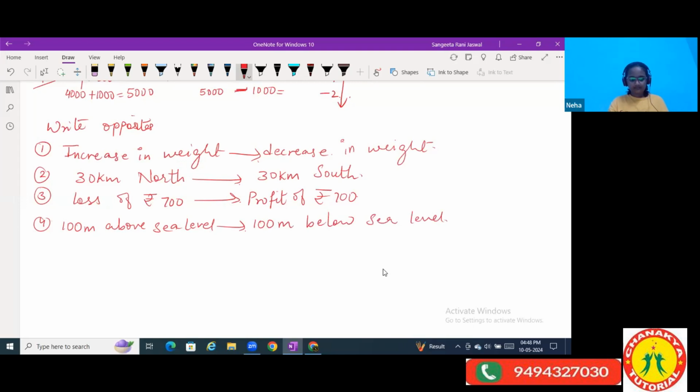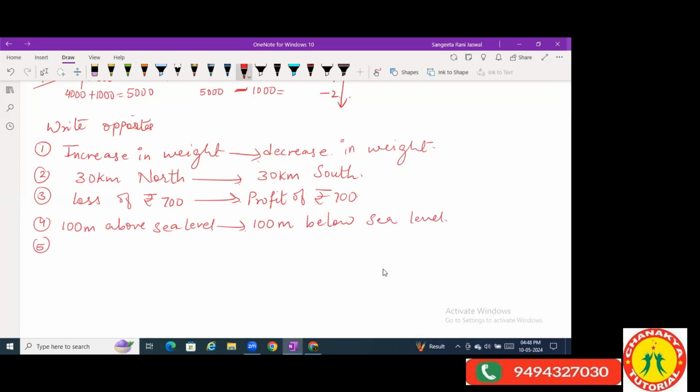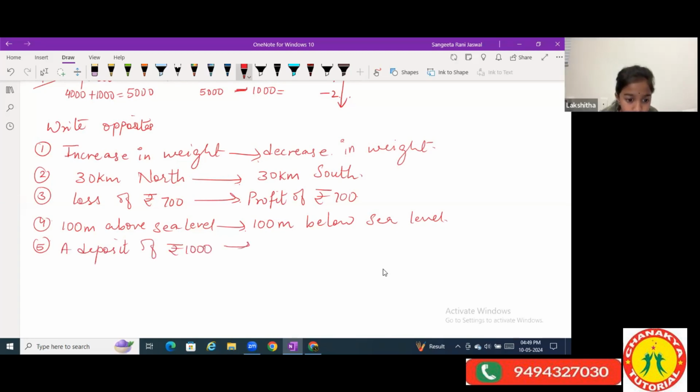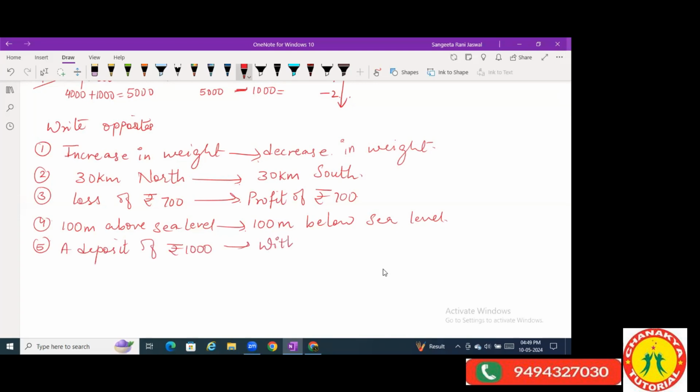Okay. Next, I'm taking a deposit of rupees 1000. Lakshita will tell me. A withdraw of rupees 1,000. Yes, withdraw of rupees 1000. Okay, let's take some more.